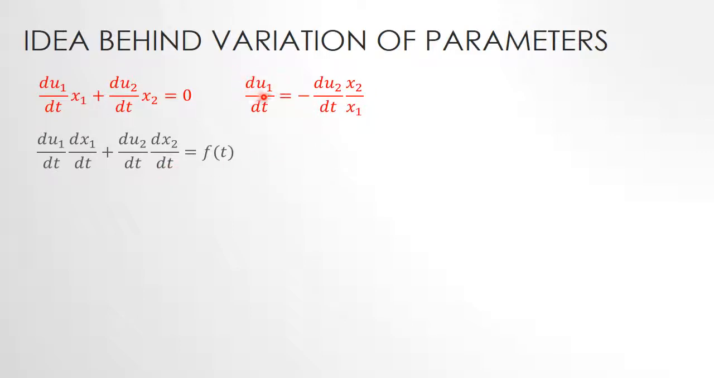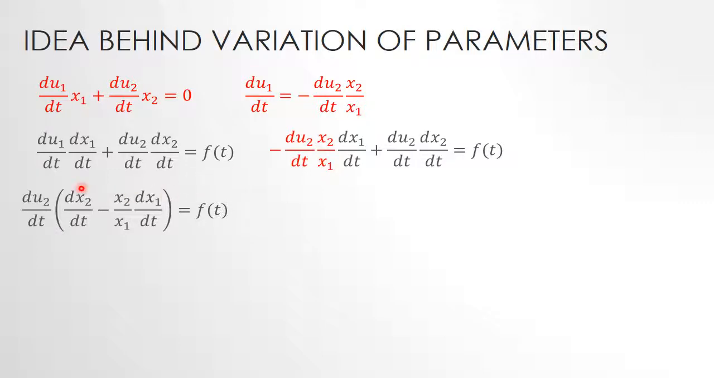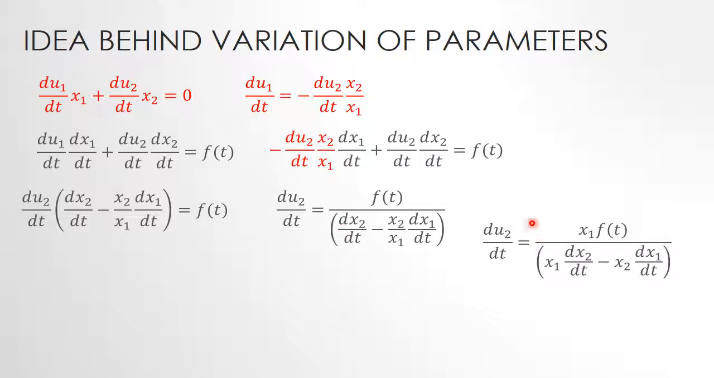So here we go. I'll solve the first one for the derivative of u1 with respect to time. I'll take that and plug it back into the second one, and this should allow me to solve for this derivative. So if I do that, I have that. I divide by it, I get this expression. I don't like this fraction here, so I'm going to multiply by an x1 on the top and the bottom, and I get this expression for the derivative of u2 with respect to time.